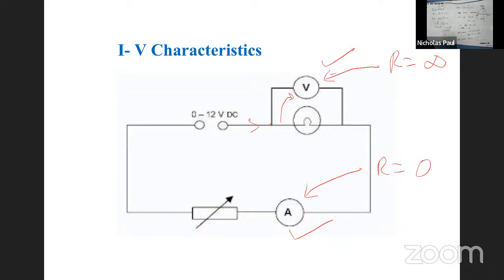Anytime you see a question asking you to draw and explain a circuit needed for IV characteristics, the circuit is always the same. All that will change is the component in there. It could be a lamp, it could be a resistor, it could be a diode. It doesn't matter.